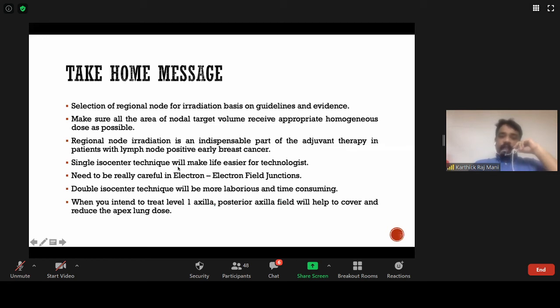A single isocenter technique will make life easier for the technologist and improve the throughput of the machine. If you use a dual isocenter, it is always going to increase the treatment time and decrease the accuracy of your treatment. You need to be really careful with electron field junctions, and double isocentric will be more laborious and more time consuming. When you intend to treat level 1 axilla, a posterior axillary field will be required to cover it and reduce the apex lung dose.